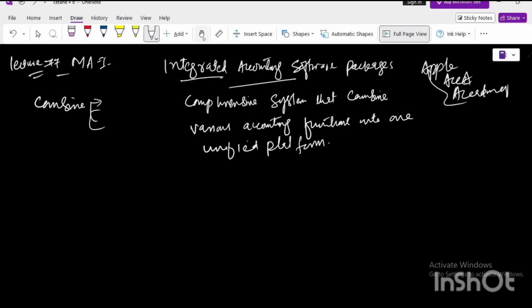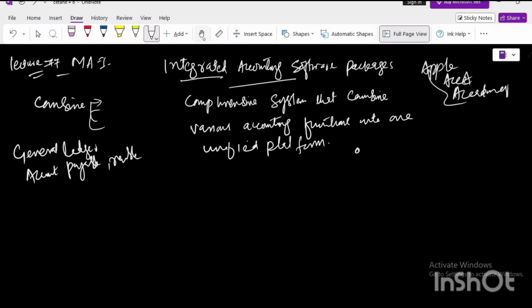Then that means they are just integrating. So these systems are designed to streamline the financial process by taking different modules. For example, you have general ledgers, you have account payable, account receivables, and asset management, right? So what is integrated software? Integrated software is different modules linked together.